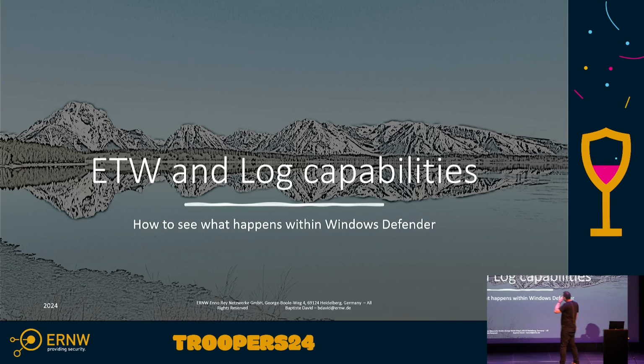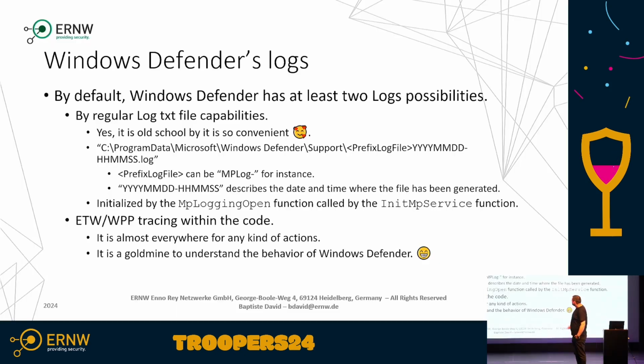Okay, so we have seen how Smart App Control works. For those who are interested, we also have the possibility to track what happens in Windows Defender, a sort of printf, but for Windows Defender, to check what is in the logs. Windows Defender has two kinds of logs internally. The first one is the regular log txt file. It's very old school, but it's very convenient.